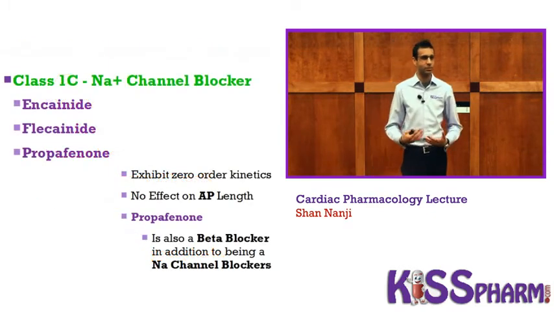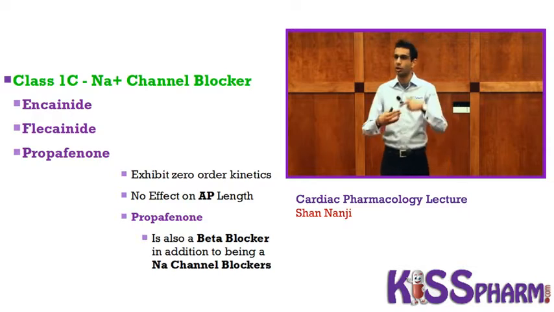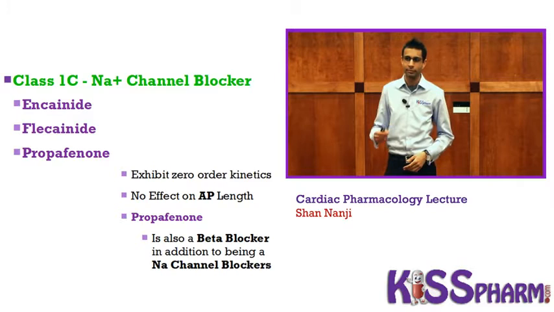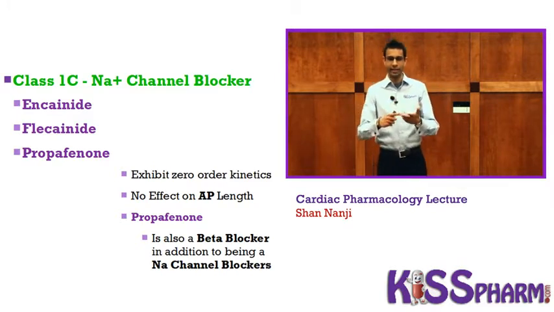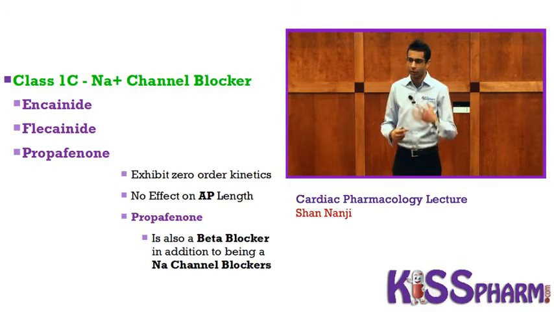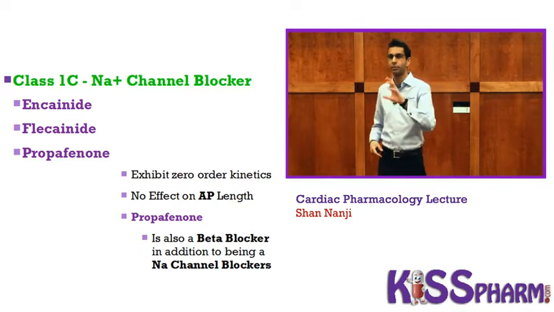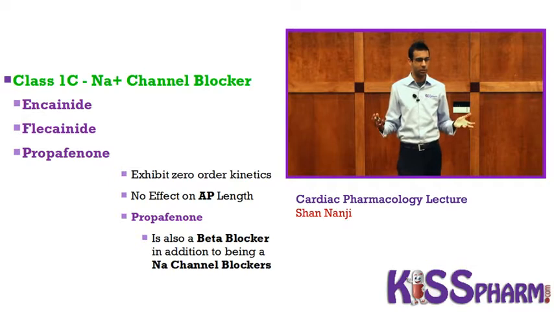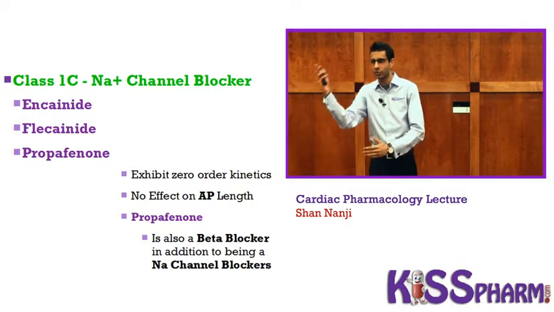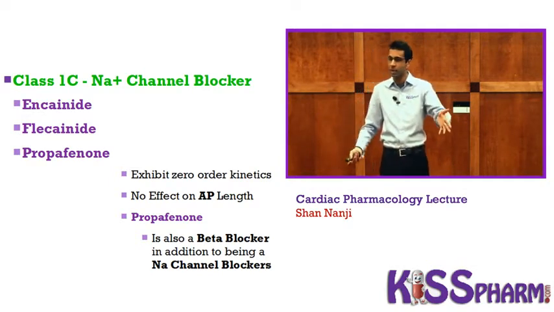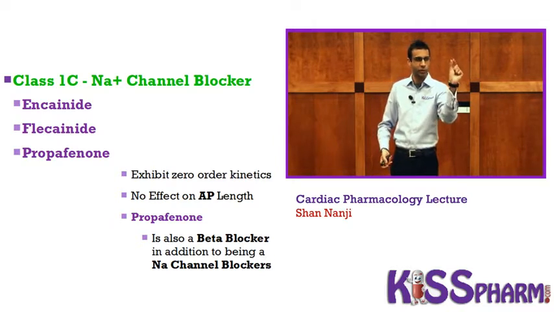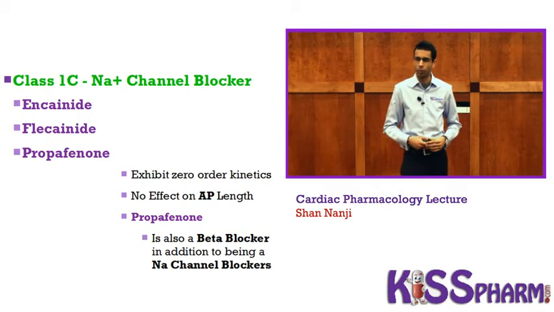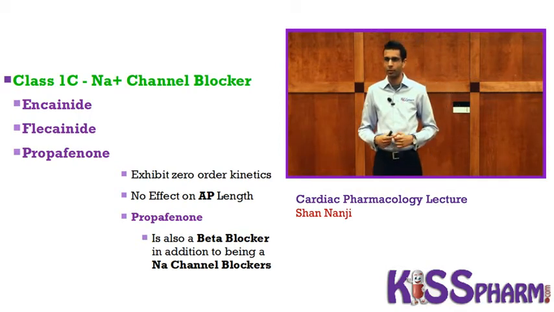Class 1C sodium channel blockers. Well, the 1C mnemonic was Carly is extremely freaking painful. Say it. Carly is extremely freaking painful. Our drugs are encainide, flecainide, and propafenone. Now, these drugs are extremely freaking painful because they exhibit zero-order kinetics. That doesn't mean they only exhibit zero-order kinetics, because in order to get to zero order, you must first be at first order. So they have first-order kinetics for a very short period of time, and they go almost immediately into zero order. And zero order, we know, is no bueno. It's not good. We don't like it.